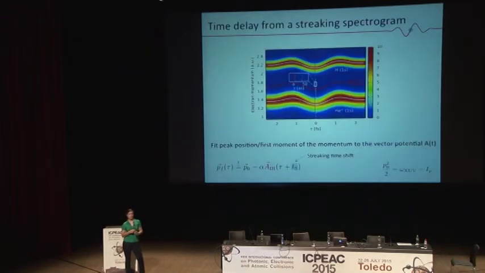So let me show you an example of such a streaking spectrogram. Let's first just look at a Coulombic system, hydrogen here. We really see that the momentum distribution follows the vector potential of the probing infrared field. And if we look very closely, it's a little bit shifted in time, and this is exactly our extracted streaking time shift. I also want to mention that in theory, we can really compare to the vector potential, but in experiments, the IR field usually is not known. So in experiments, you always need two different traces that you can compare with each other. So you can only measure relative delays between two different ionization pathways.